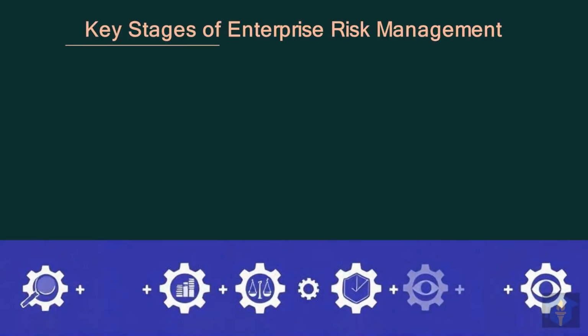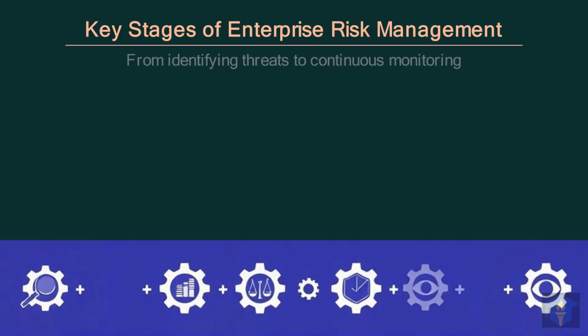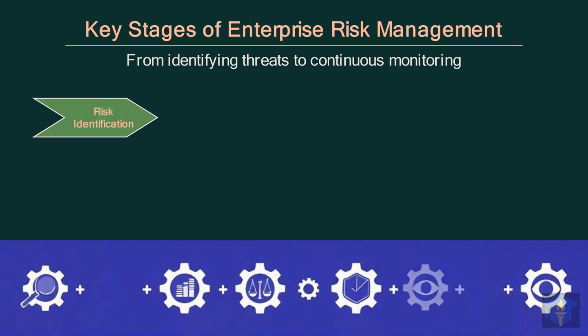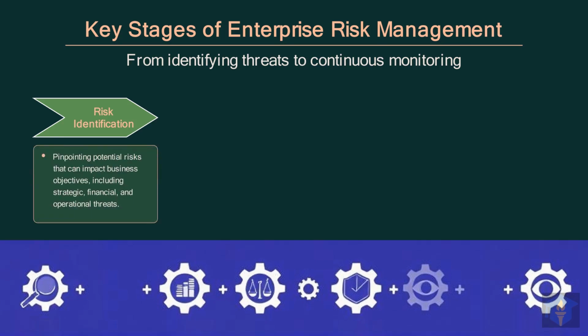Now, let's walk through the key stages of enterprise risk management, or ERM. It's a systematic process. We'll cover everything from initially identifying potential threats to continuously monitoring them over time. The first stage is risk identification, where we pinpoint potential risks across all business areas. This involves finding all threats, whether strategic, financial, or operational, that could affect business objectives.